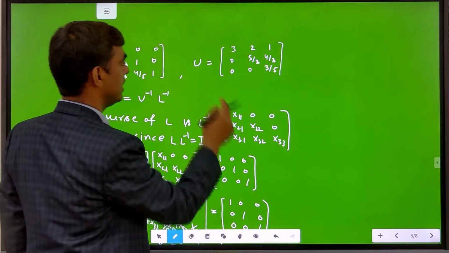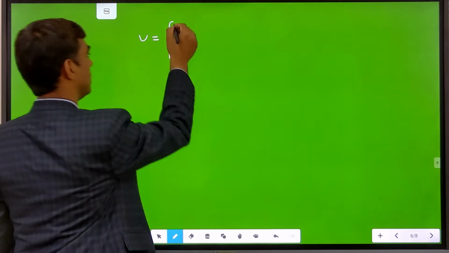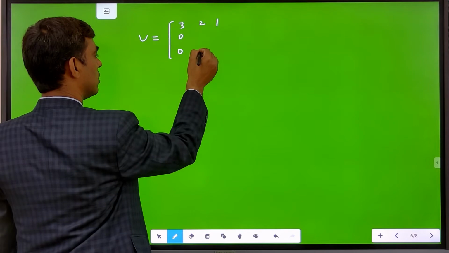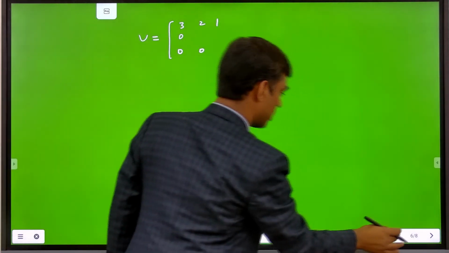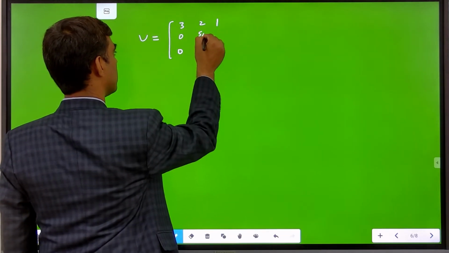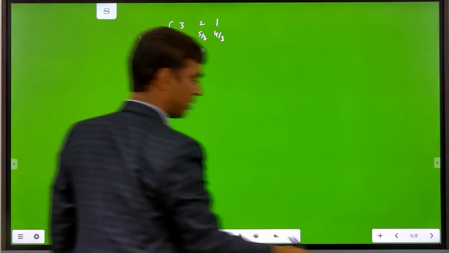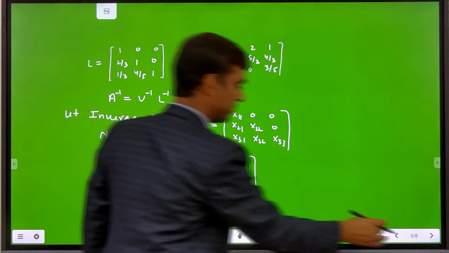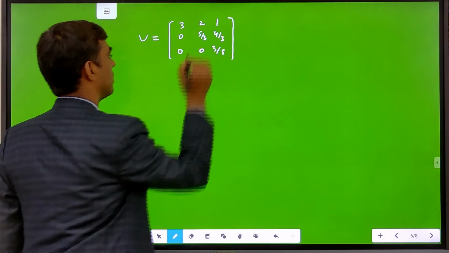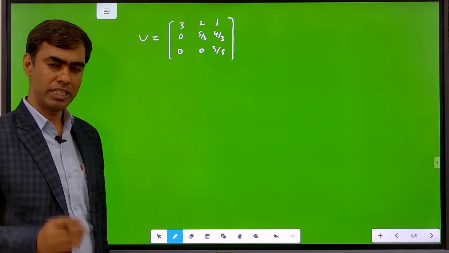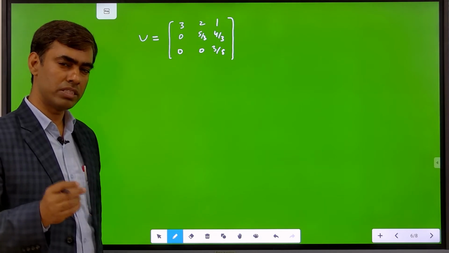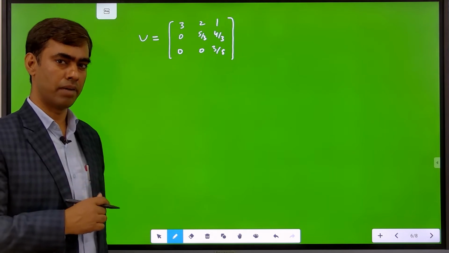the value of A U is A: 3 2 1, 0 5/3 4/3, 0 0 3/5. So this one is the value of A U. In order to find U inverse, as we know, the inverse of an upper triangular matrix is again an upper triangular matrix.